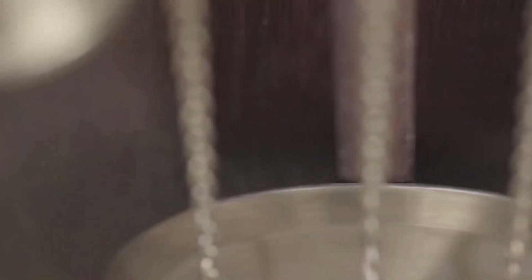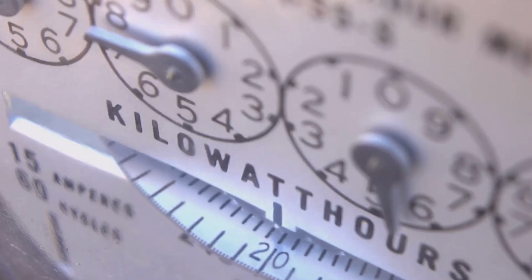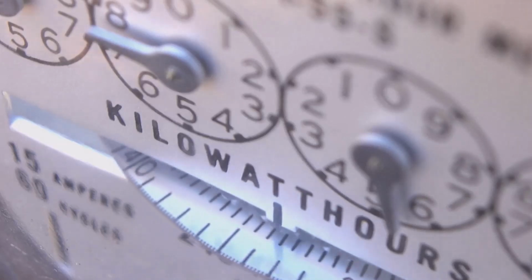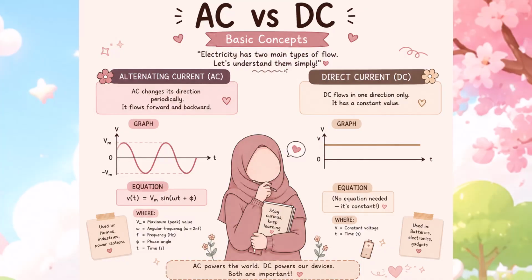Imagine trying to describe a swinging pendulum with just one number. You can't. You need to know how far it swings and how fast it's moving. It's the same with AC circuits. The voltage and current are always changing. They go up, they go down, and they switch directions. We need a new, smarter way to describe and work with these constantly shifting values.